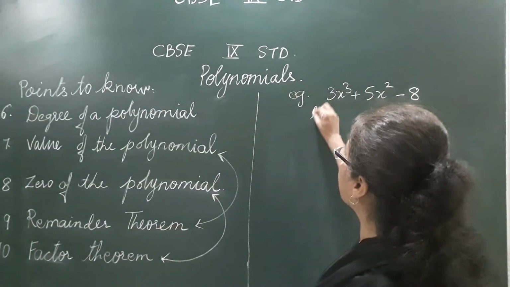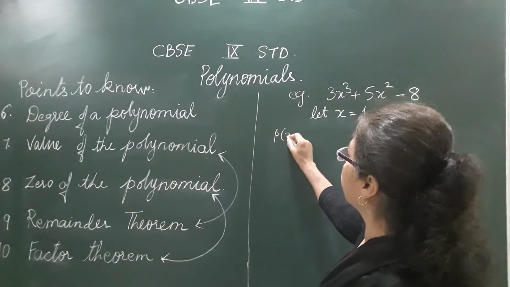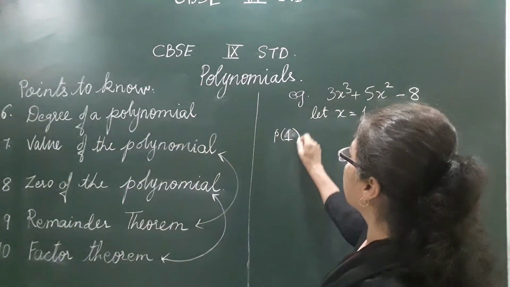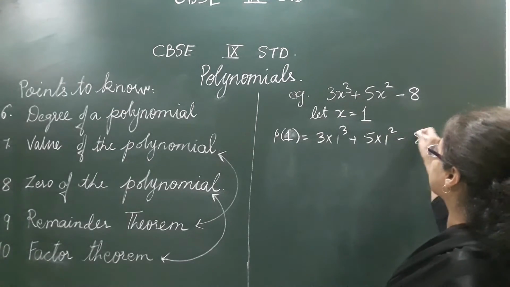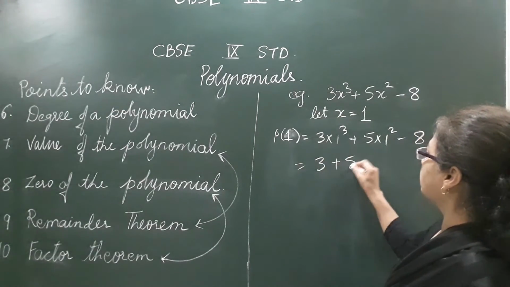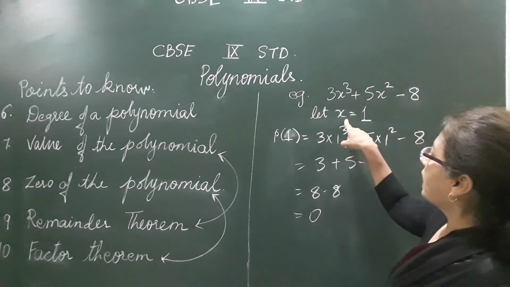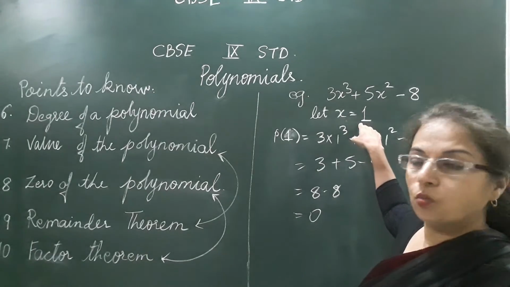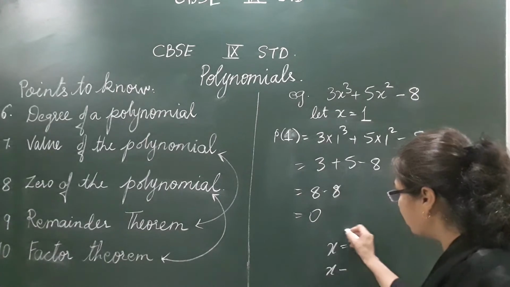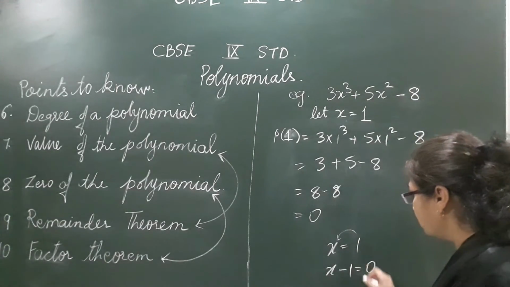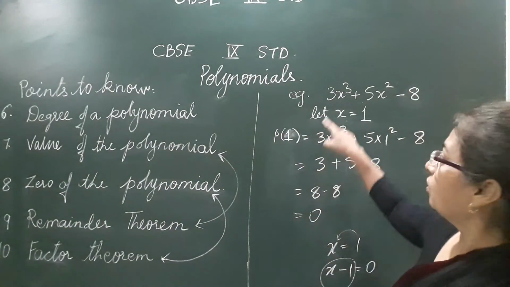Now suppose I say, let x is equal to 1. I had solved this before also. Instead of x, we will take 1. So 3 into 1 cubed plus 5 into 1 squared minus 8. So 3 plus 5 minus 8, so 8 minus 8 is equal to 0. So I can declare that x is equal to 1. When 1 comes to that side, x minus 1 is equal to 0. So I will say x minus 1 is the factor of that polynomial.